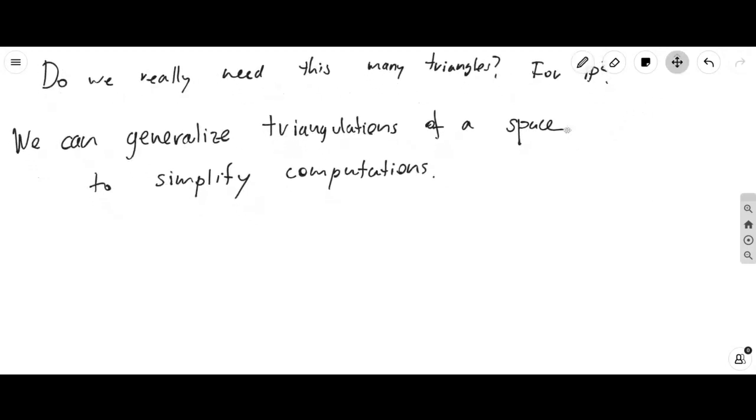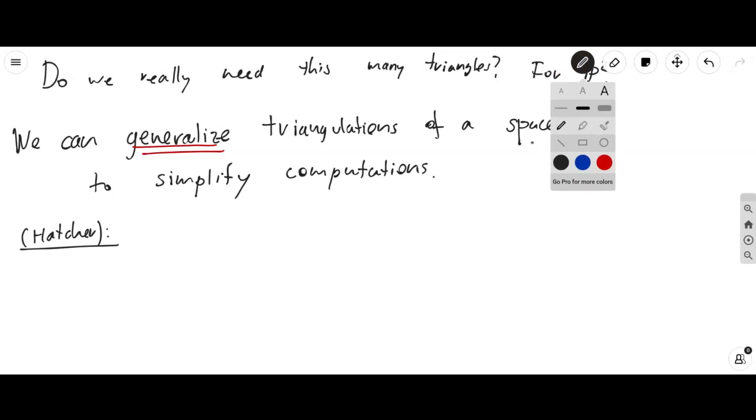And so I'm going to borrow this from Allen Hatcher. So this is a generalization. This is going to be weaker conditions, and they give you a bit more freedom to triangulate your space so that you do not have to use as many triangles. So here's how this goes. I'm going to make a definition.